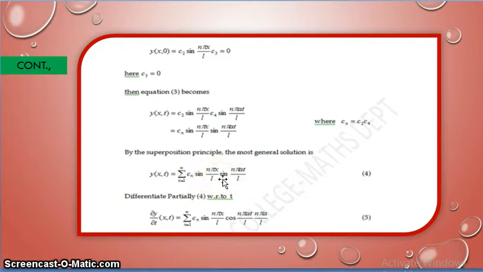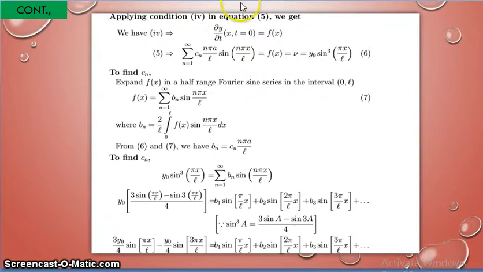Then apply condition 4 in equation 4. Before that we differentiate equation number 4 with respect to t. So dou y by dou t of x comma t equals, the constant term we write as it is, and differentiation of sin gives cos n pi at by L, with respect to t giving n pi a by L. Put that equal to f of x. Therefore applying condition 4 in equation 5, we get summation n equal to 1 to infinity cn n pi a by L sin n pi x by L equal to f of x. Put t equal to 0. Now what is f of x? Y naught sin cube of pi x by L. This is the given problem. So these are nothing but half-range sine series.